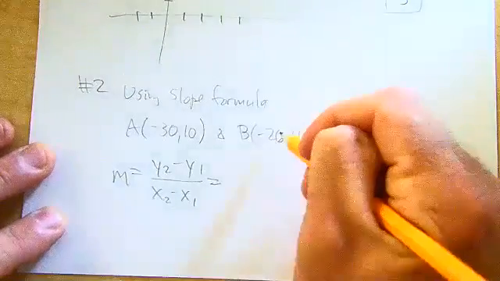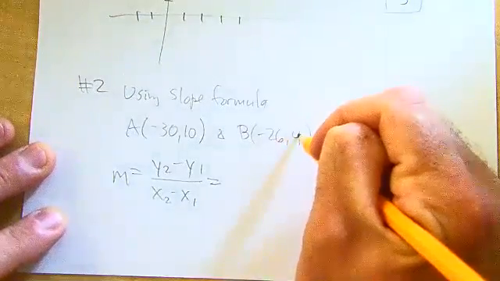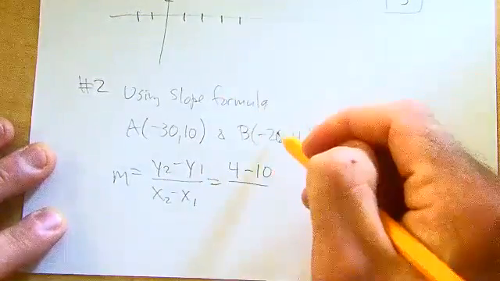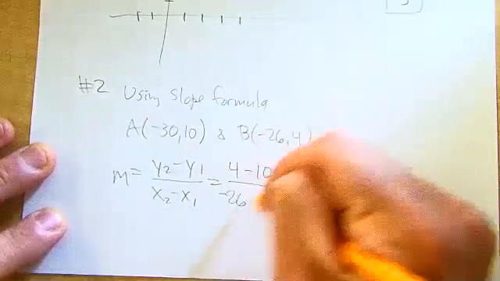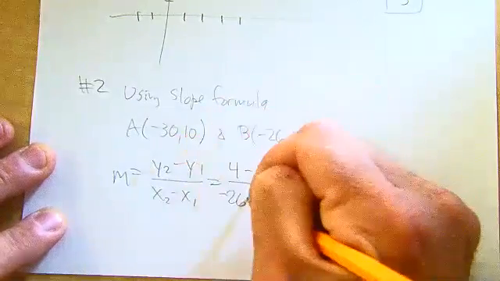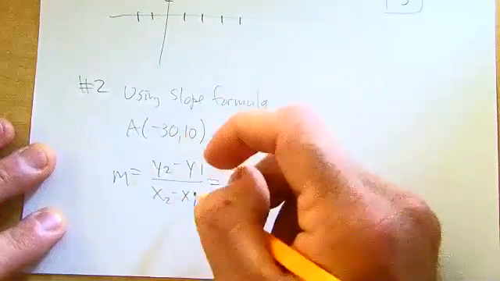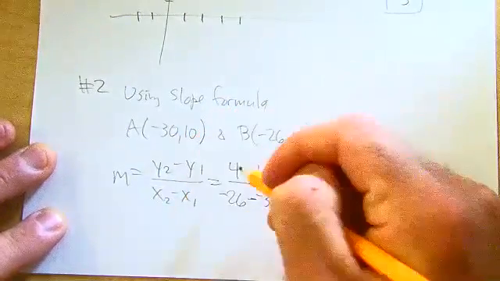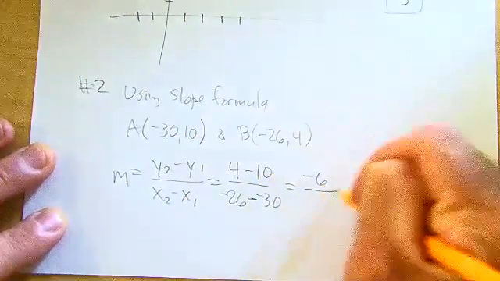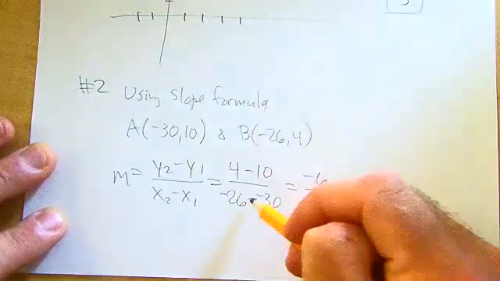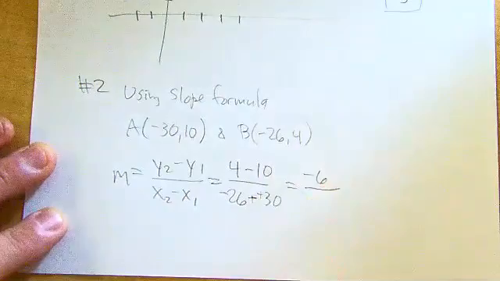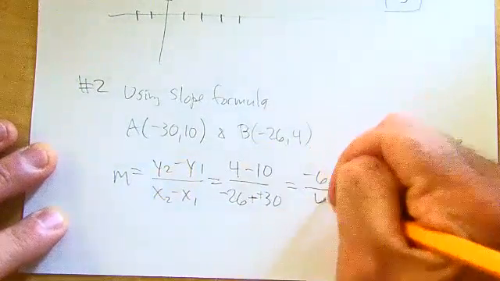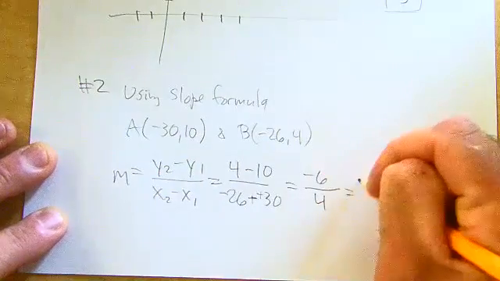Okay, so y's, we got 4 minus 10. And x's, I got -26 for x2. Minus, it's always minus, and then x1 is the -30. So pay attention to the signs there. So 4 minus 10, -6. -26, okay, well, we're talking minus a negative, which is plus, so -26 plus 30 is 4. So -6 over 4, reduce that.